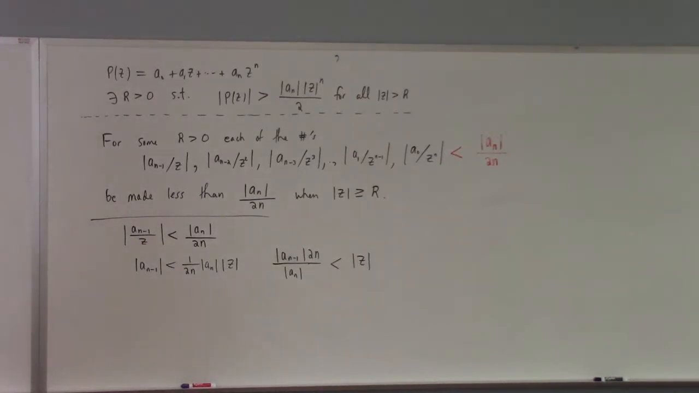What if the modulus of z is greater than 2? Then I'd have a 2 to the n, and I've got a 2 to the n minus 1, and so forth. Is that a good starting point? I mean, 2 to the n is larger than 2n, isn't it?